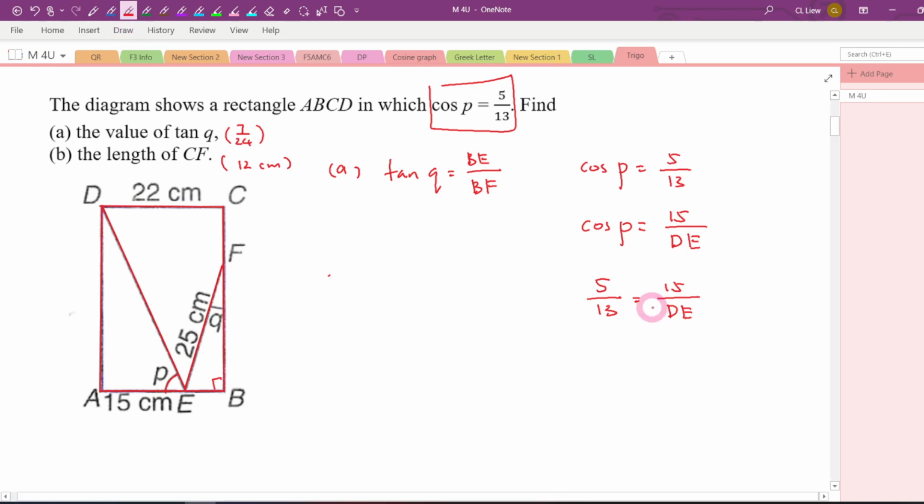Okay, let me proceed to get the length of DE. We can cross multiply, or you can think this way. This one times 3, so this one times 3 as well. So DE is equal to 39 centimeter. So this is 39. Oh, let me use another color.